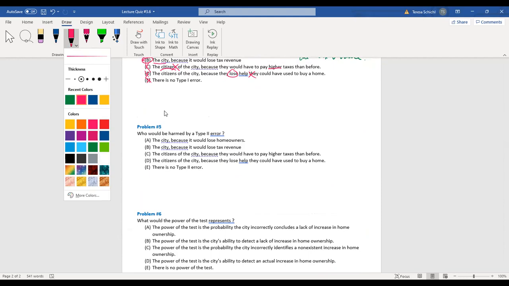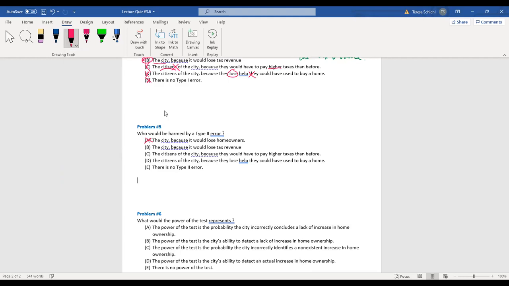So part A says the city because it will lose homeowners. No, we don't know it will lose homeowners. Okay, B says the city because it's going to lose the tax revenue. No, that's a type 1 error. Then C says the citizens of the city because they would have to pay higher tax than before. All right, that sounds right.